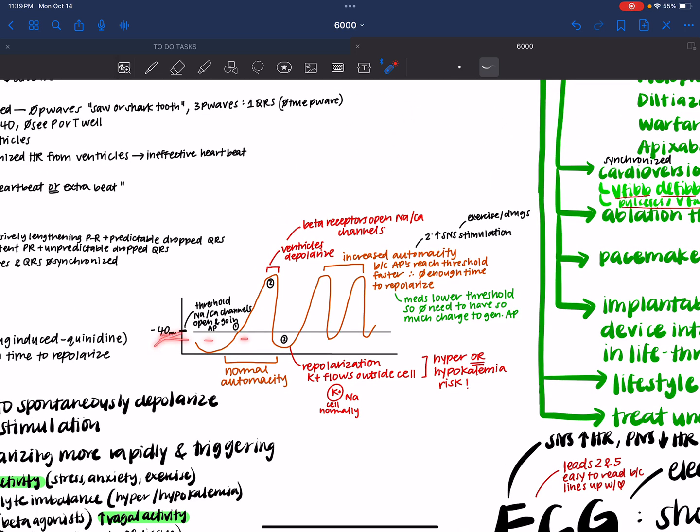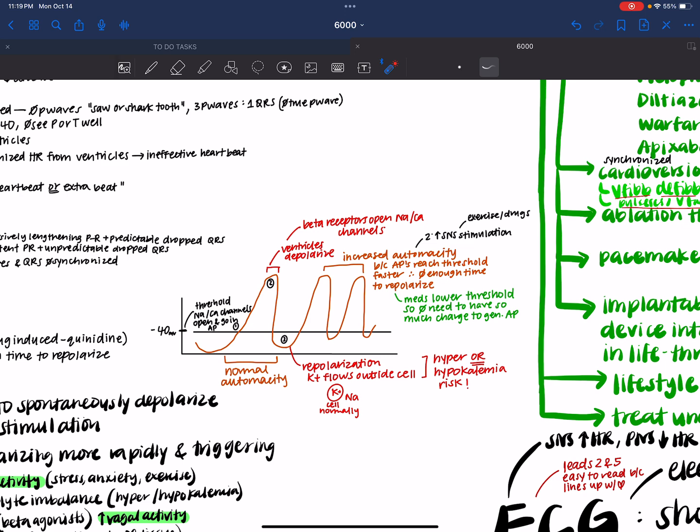The -40 is a negative threshold. Normal automaticity is basically just going from here to here, the ventricle depolarization, and then it goes back here. During repolarization, potassium flows out of the cell, and then it goes up. But increased automaticity is because the action potential reaches threshold faster and doesn't have time to repolarize. So it's just going in. It's not even going into the deep parts where it should be to relax.